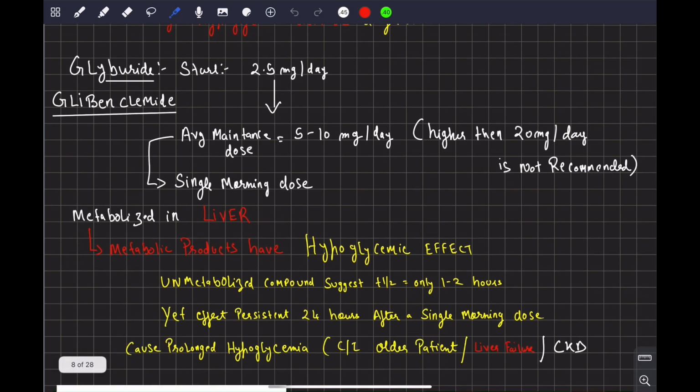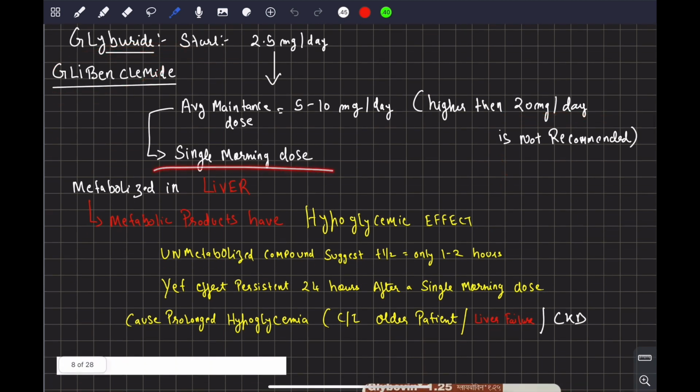Let's come to our first drug, glyburide, as in the US, but in India we say glibenclamide. So don't get confused here. Glyburide is used in US-based textbooks, whereas glibenclamide is available in India. They are the same drug, but the name is different in India. You will read glibenclamide in KD Tripathi, but in CDMT you will read glyburide. You should start the dose from 2.5 mg, and the maintenance dose is 5 to 10 mg per day. A dose higher than 10 mg per day is not recommended for glibenclamide. This is a single morning dose.